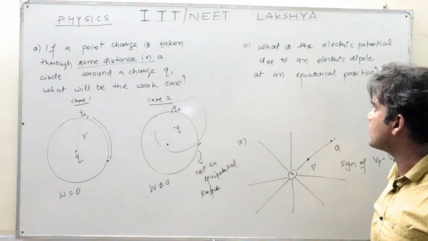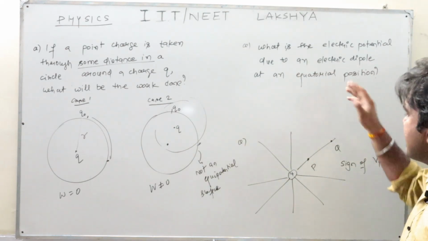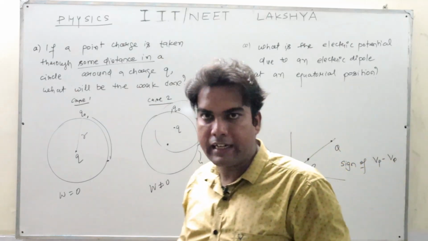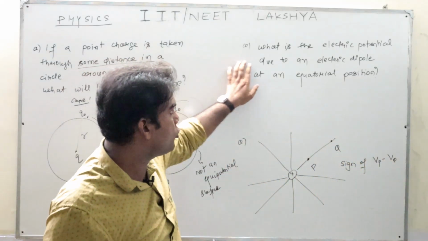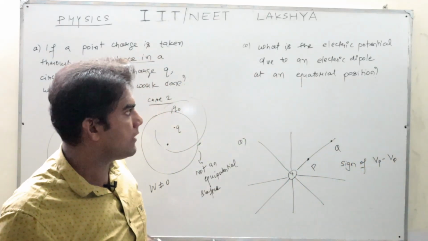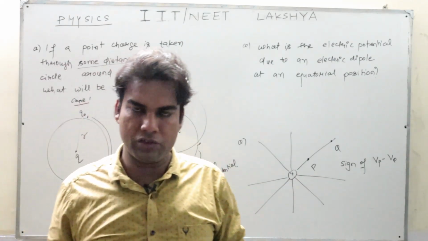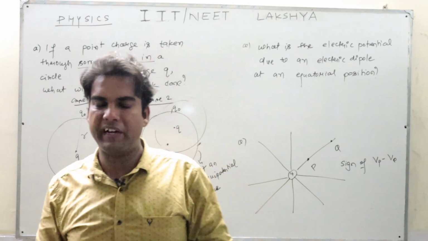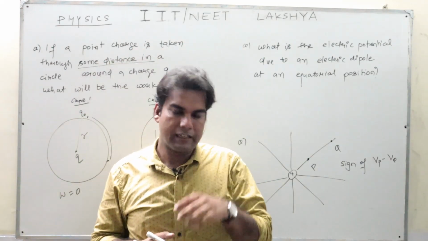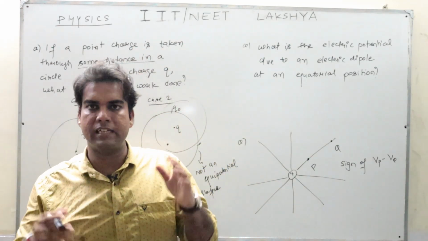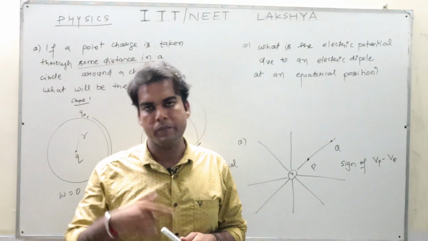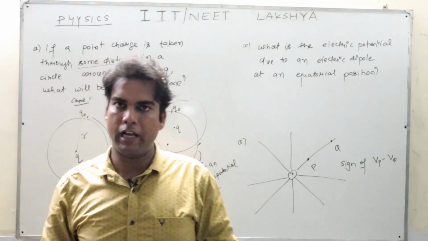Let us see the second question. We have to calculate the electric potential due to an electric dipole at an equatorial position. You know what the equatorial position and the axial position are. Already we have done it elaborately in electric field. Electric dipole means two equal and opposite charges separated by a small distance 2a, and from there we got the concept of dipole moment.